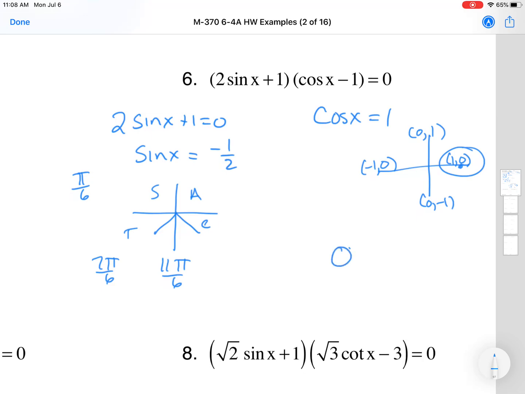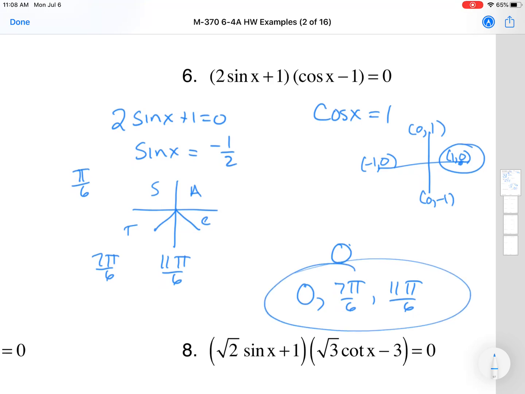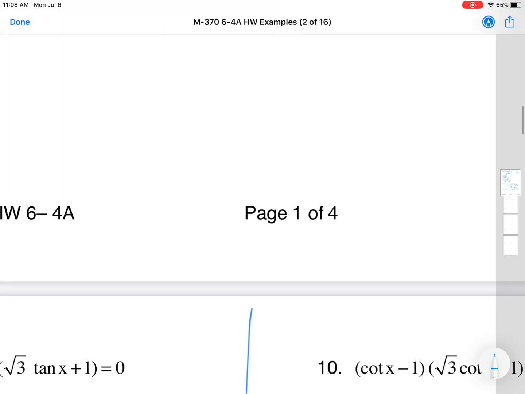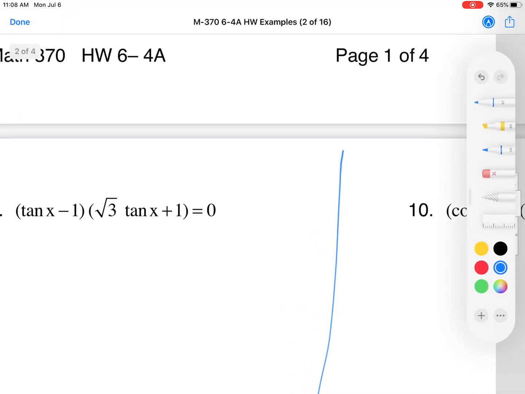So the three answers are 0, 7 pi over 6, and 11 pi over 6. You'd want to get them all together, but there are multiple. So that's what's happening here. He's giving you some that are kind of pre-factored. Let me fix this line here, and let's go down and look at another example.